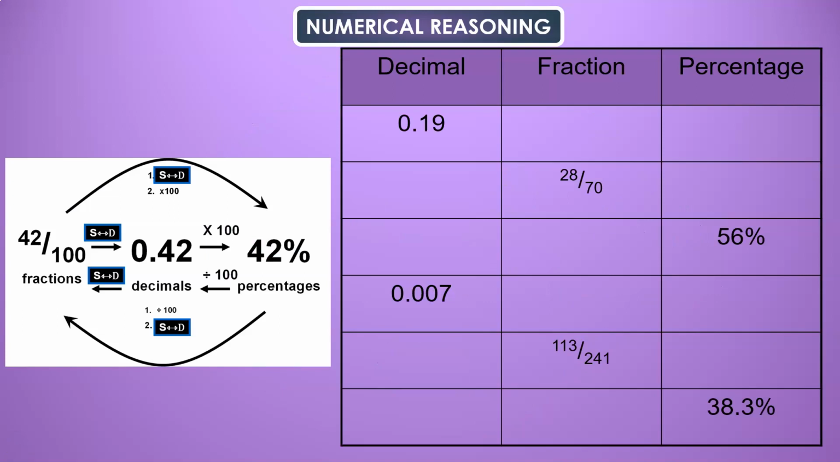So using that diagram, what I want you to have a go at is completing this table. So copy the table onto a sheet of paper, pause the video, and have a go at filling in the gaps. As an example, 0.19, if I want to get that as a fraction, then I just have to use the SD button on my calculator, so going decimal to fraction. If I want the percentage, I'm just going to have to times by 100. So pause the video now and fill in the answers.